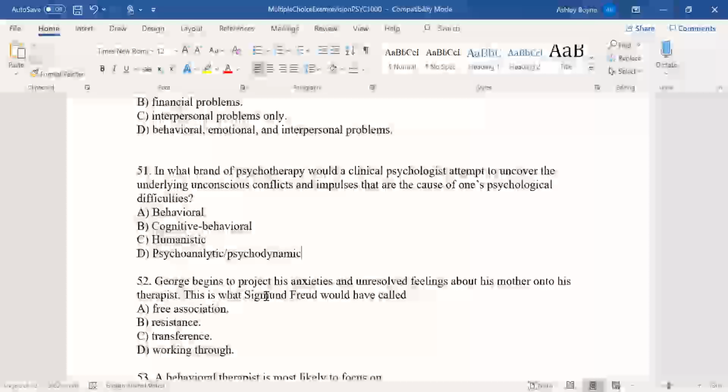So the defense mechanisms are denial, displacement, projection, repression, regression, sublimation, rationalization, and reaction formation. So denial is just arguing against an anxiety-provoking stimulus by saying, look, this just doesn't exist. This is not happening. Very straightforward one. Displacement, just went through that. Projection, we went through that.